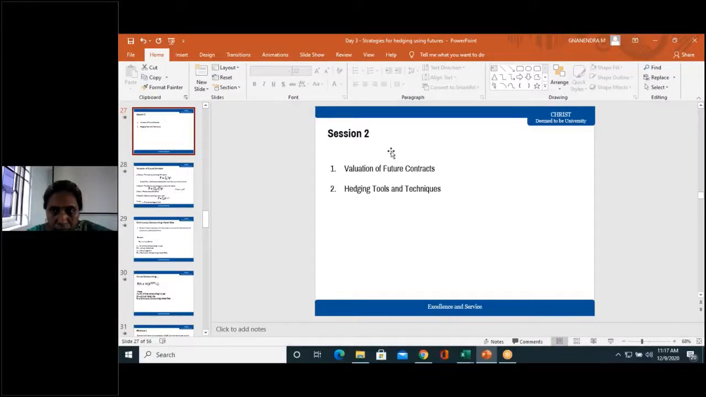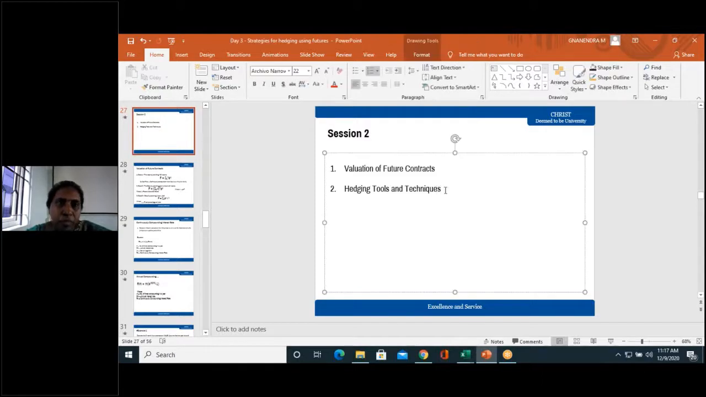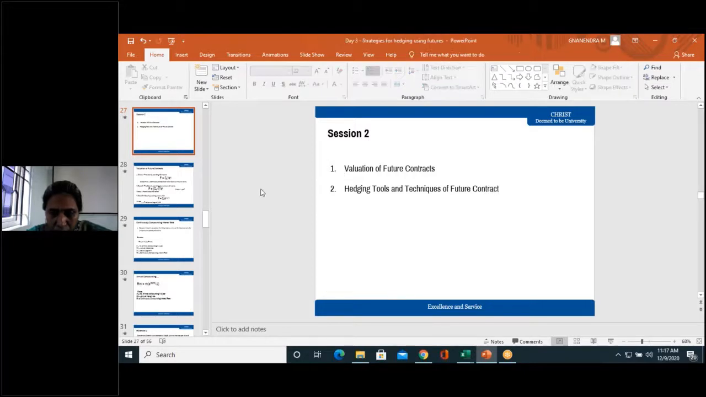So that one is on valuation of futures contracts. There are models you can use, and also hedging tools and techniques in futures contracts. This is also going to take a lot of time. We will take real data, and I will show how you can take short or long positions in different situations, so that you can hedge your portfolio.